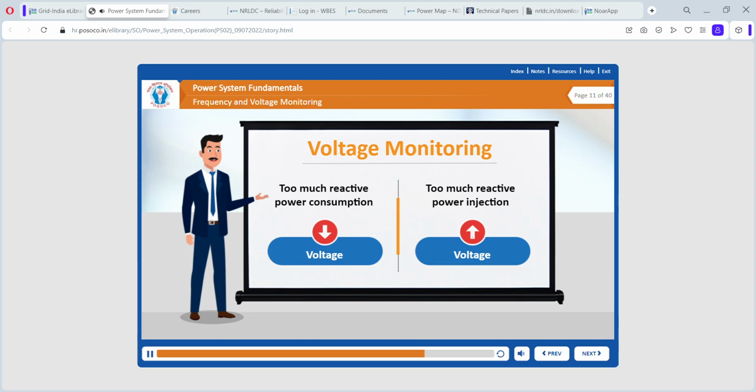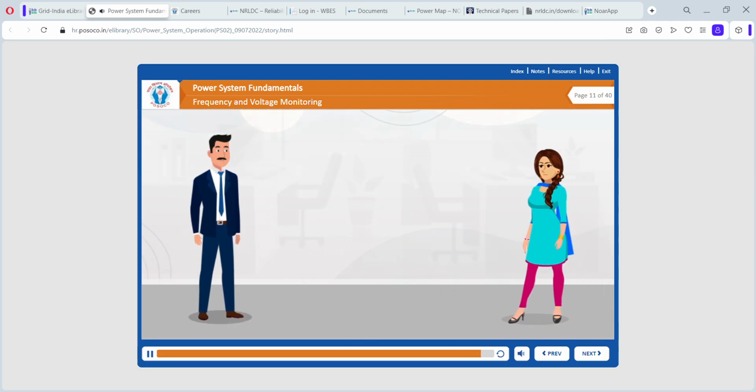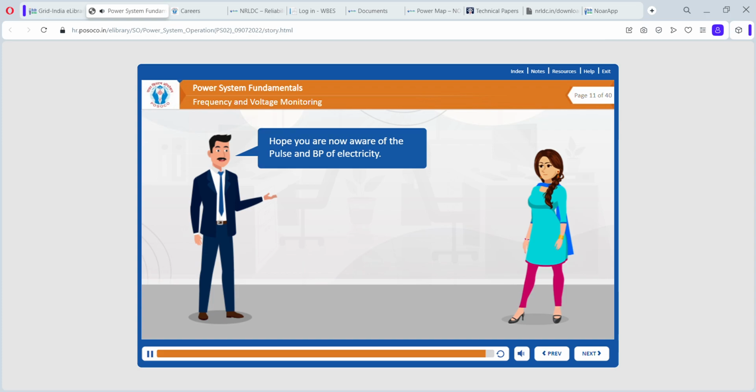It is important to maintain any node voltage within the IEGC band, which is 728 to 800 kV for the 765 kV voltage system, and 380 to 420 kV for the 400 kV voltage system. Frequency is monitored for the whole grid, but voltage is monitored for each node or bus separately. Hope you are now aware of the pulse and BP of electricity. Yes, sir.